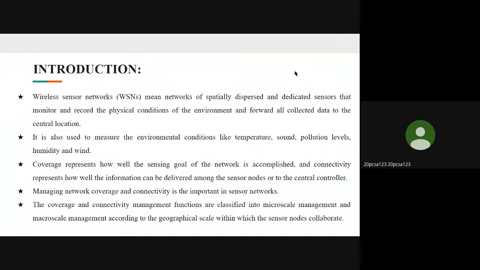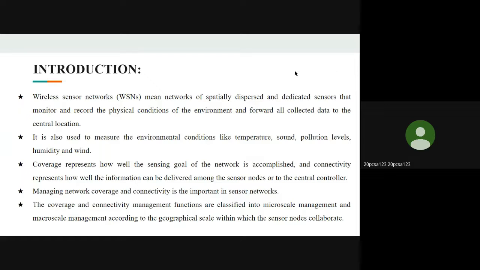Introduction. Wireless sensor network means a network of battery-operated and dedicated sensors that monitor and record the physical condition of the environment and forward all the collected data to the central location. It is also used to measure environmental conditions like temperature, sound, pollution level, humidity, and wind. Coverage represents how well the sensing goals of the network are accomplished, and connectivity represents how well the information can be delivered among the sensor nodes or to the central controller.